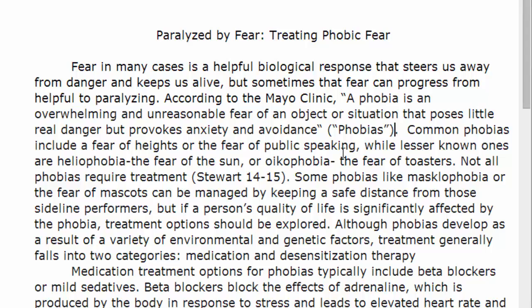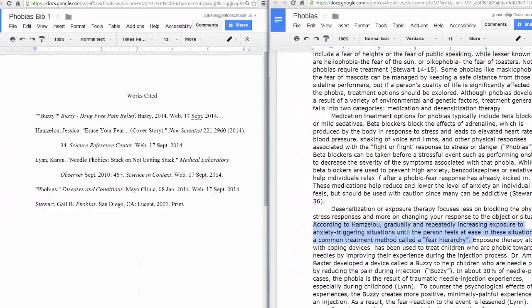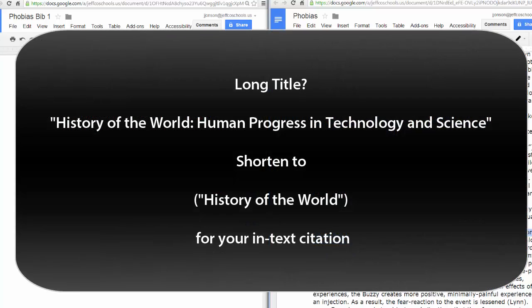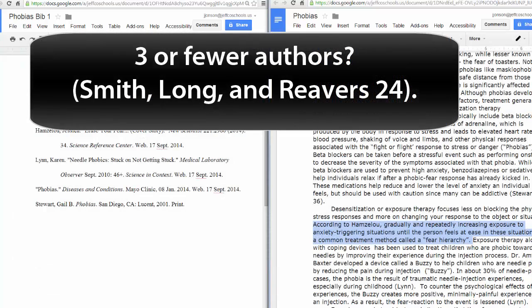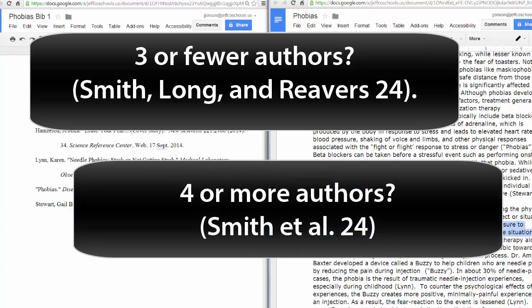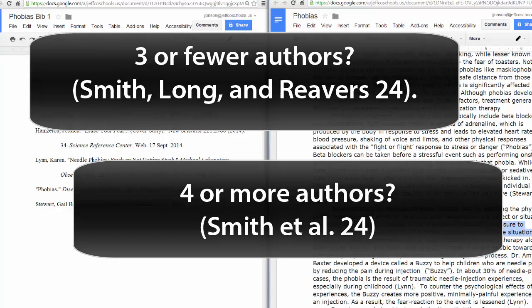Before I wrap this up, let me cover a few unique situations that you may run across. If you have a very long title or a long list of authors, you can shorten your citations so they do not take up so much room in your parentheses. You can use the first few words of your title. If possible, look for a logical place to truncate your title, such as before a colon. And if you have 3 or fewer authors, you get to list all of their names like this. But if you have 4 or more authors, use the first author's last name and then add et al. period, which means "and others" in Latin.